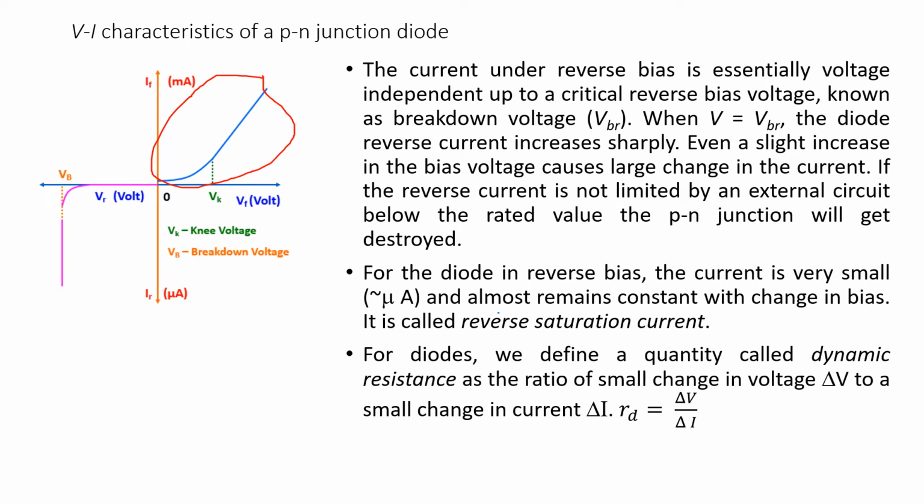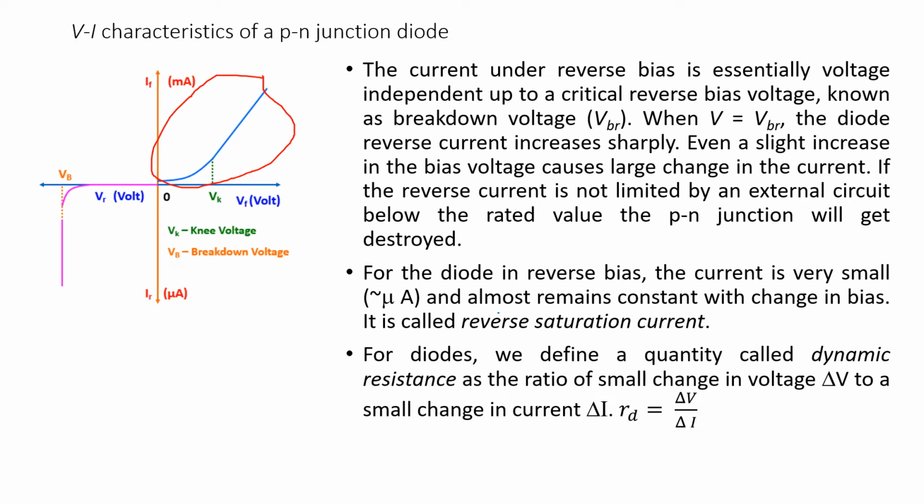This is a reverse bias and this is a forward bias, and the entire curve plots voltage versus current. This is a forward current and this is a reverse current. Reverse current is of the order of microamps and forward current is of the order of milliamps. Please note here, forward current is milliamps and reverse current is microamps. The current under reverse bias is essentially voltage independent. Independent means it is constant up to this point, known as the breakdown voltage, VBR.